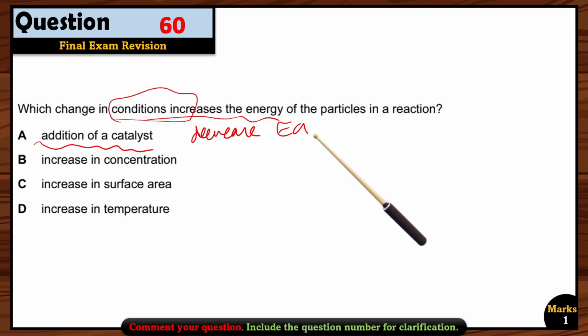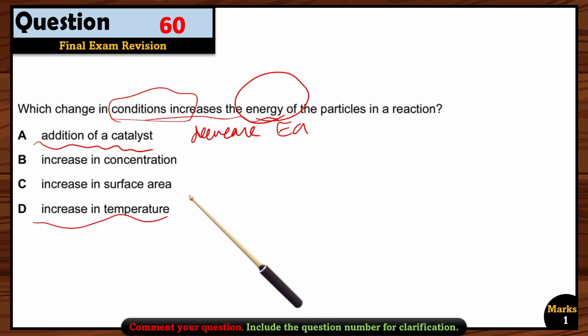So energy has nothing to do with concentration, with surface area, and also with the pressure, okay? Now the only thing that remains is temperature. When you increase the temperature, the kinetic energy of the particles increases. So kinetic energy is actually the particle's movement energy. So that's why increasing the temperature is the right answer.